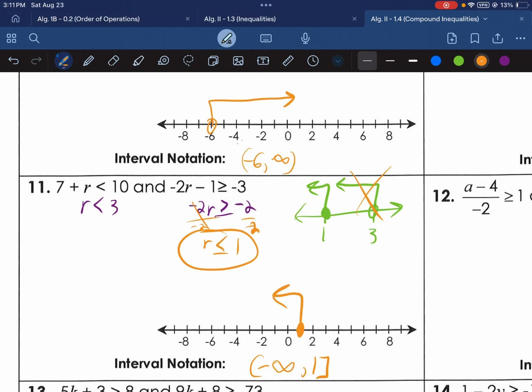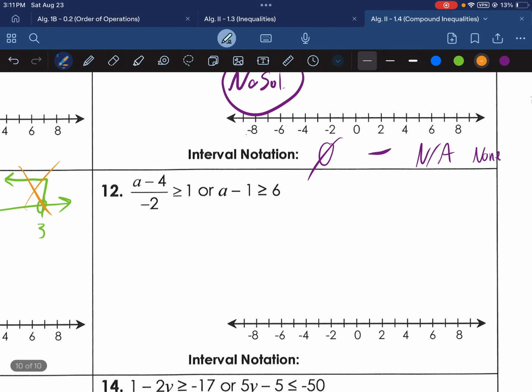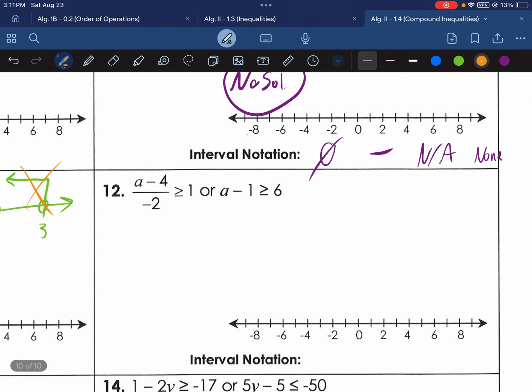Let's move on to number 12 here. On number 12, two separate inequalities. So let's go ahead and start working on this one. I noticed that they're both going the same direction, so that has some alarm bells going off. But let's just check to see if that persists when we solve these out.